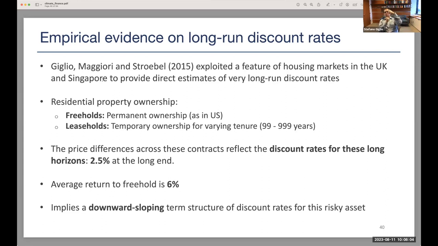And so the difference in price between the freehold and the 100-year leasehold, what is that? It's the present value of actually having the house in 100 years. So it's literally the present value of a cash flow that happens in 100 years. It's a risky cash flow, it's not a mitigation cash flow, right? It's exposed to climate risk because housing is exposed to climate risk.